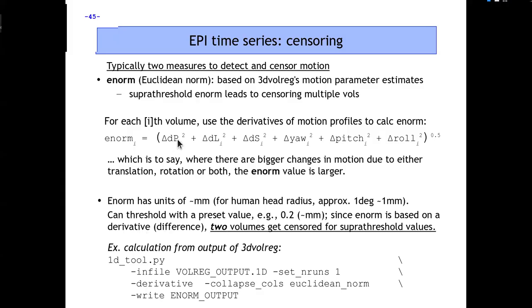Since enorm is a difference of two time points, whenever we censor based on enorm, we're going to remove two volumes from our analysis. So if there was large motion between volume 11 and volume 12, we don't know which one had the biggest amount of motion, and in reality, they probably both did because human motion is not absolutely instantaneous. Both of those volumes would be censored. The way that the 3dvolreg output is used to calculate enorm is this 1d_tool function here.